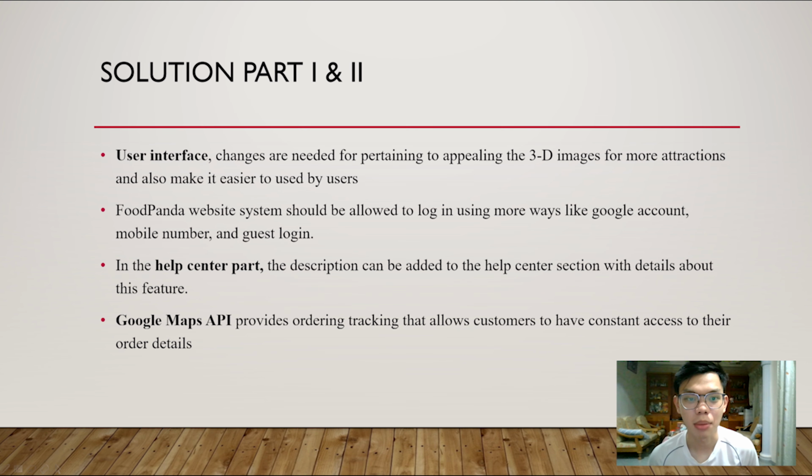The solution for part 1 and part 2 is the user interface. Changes are needed for the pattern to appear as a 3D image for more attraction and to make it easier to use by the user. Next, the FoodPanda website should allow logging in using more ways like Google account, mobile number and guest login. In the help center part, a description can be entered into the help center section with detail about the feedback. And the Google Map API can provide order tracking that allows the customer to have constant access to their order detail.